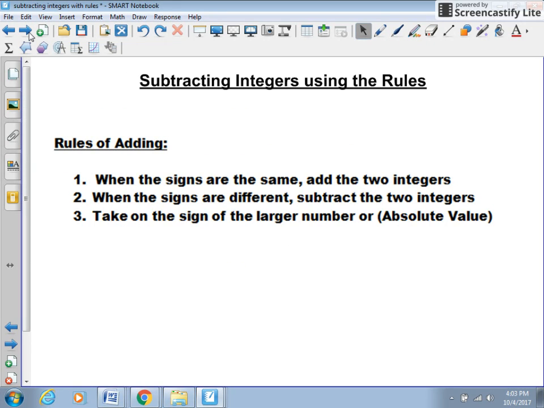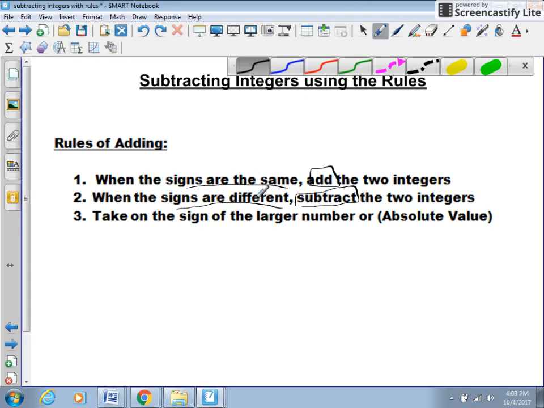Going over the rules of adding again, when your signs are the same, you just add the 2 integers. When the signs are different, you subtract them. I noticed yesterday a lot of you were struggling with this, and you need to make sure you remember these rules. Just because there's a plus sign doesn't mean you are actually adding them. When you have negatives involved, sometimes it may say adding, but what you're actually doing is subtracting them because you have to account for those negatives.